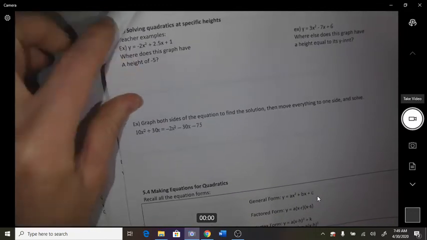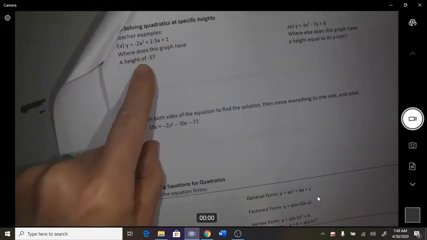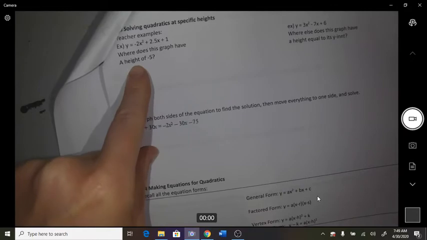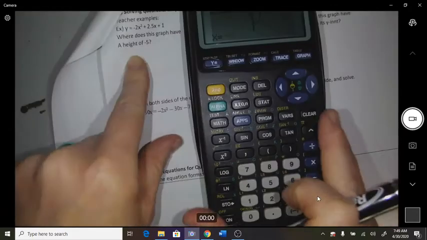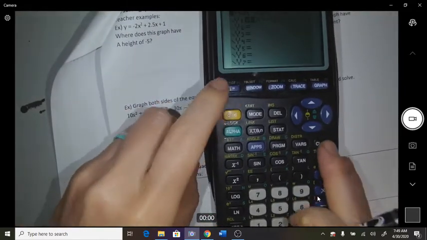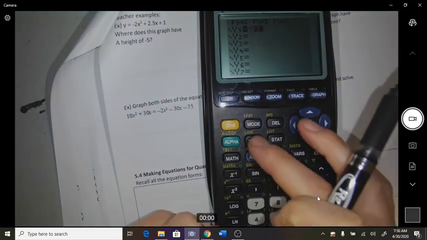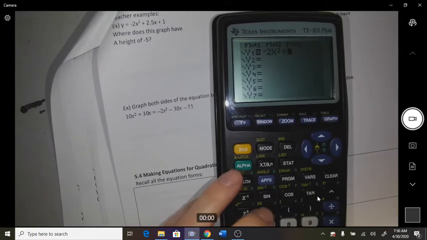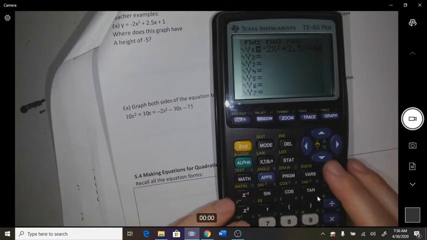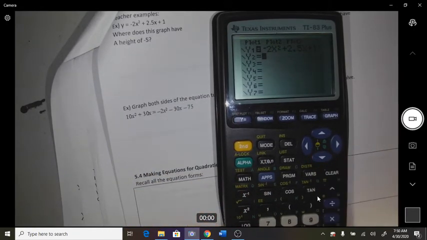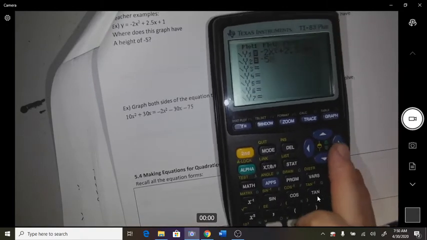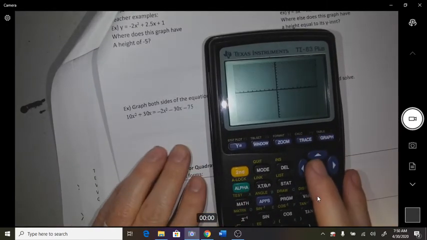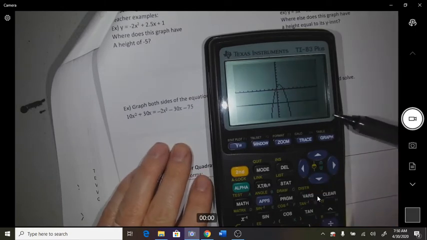Okay, today's lesson is solving quadratics at specific heights. So here's a quadratic equation, and where does it have a height of -5? So what you're going to do is in your y equals, graph the equation -2x squared plus 2.5x plus 1. And then in your y2, you're going to type in just -5.